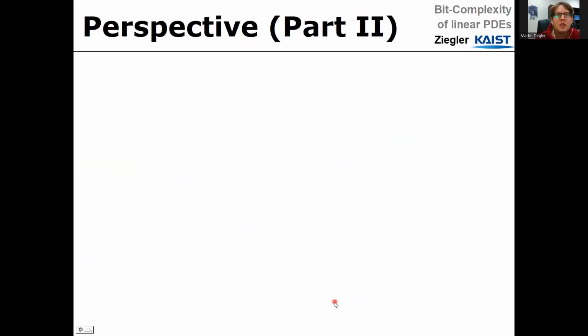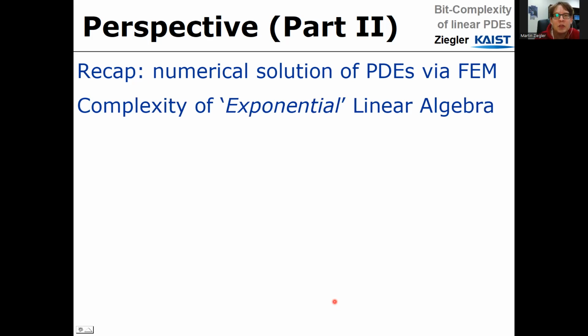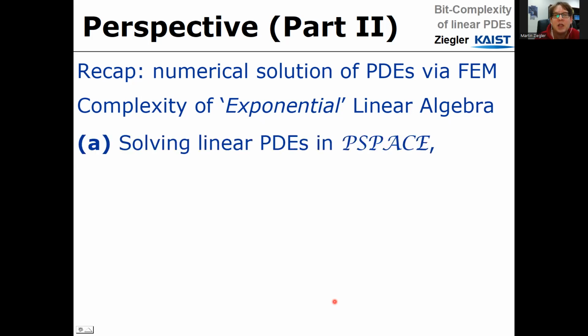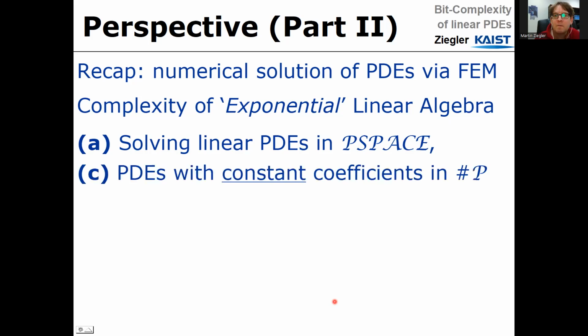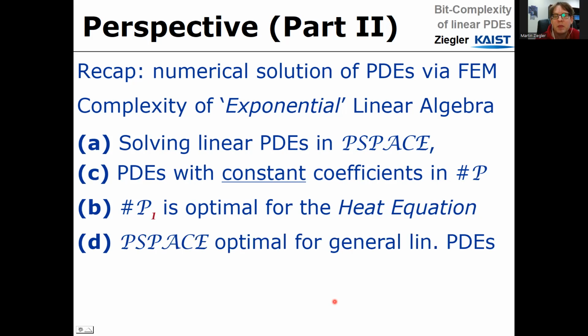And next time, we're going to continue with part 2. We're going to recap common numerical approaches to solving PDEs using finite element methods, different schemes, and our analysis of them using exponential linear algebra, dealing with matrices of exponential size, raising such matrices to exponential powers, and the computational cost incurred by them, in order to develop a polynomial space algorithm for solving linear PDEs, and a Sharp-P algorithm for solving linear PDEs with constant coefficients, showing Sharp-P 1 optimal for the heat equation, showing P space optimal for the general case, and some further results and tools that we used and needed and came up with along the way.